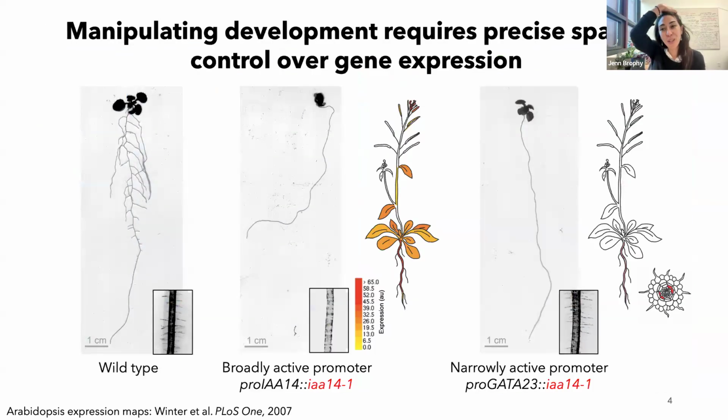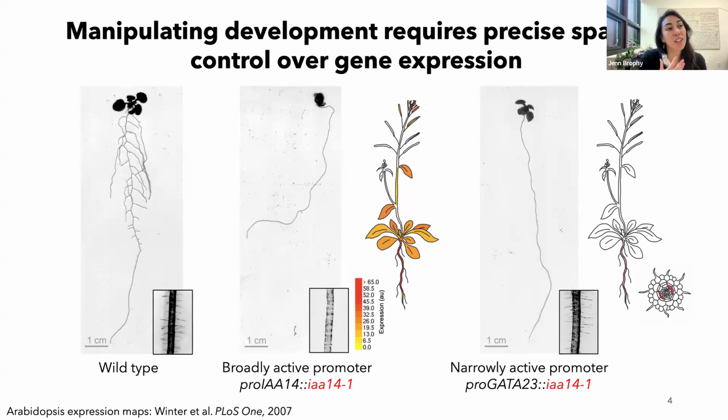Now, if that's the goal, then the challenge or question becomes, how do you actually engineer the size and shape of a plant? Well, one of the things that we know is important is really precise control over where and when within the plant you express developmental genes.